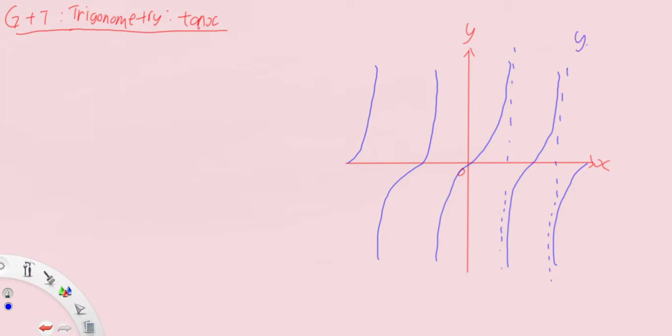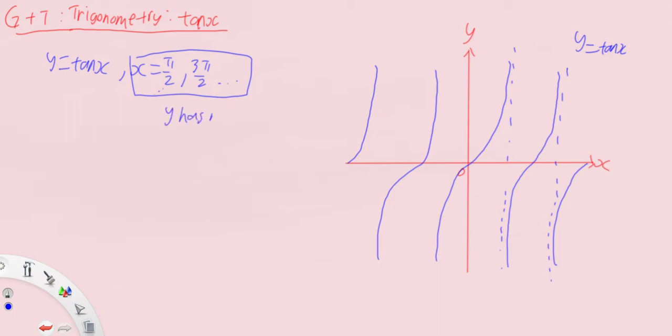For the value of tangent x, there's actually no value at x equals pi over 2, 3 pi over 2, and so on and so forth, and obviously backwards. At these particular values, y is indefinite. Y has no value, in a sense.